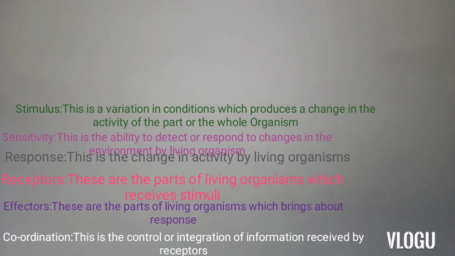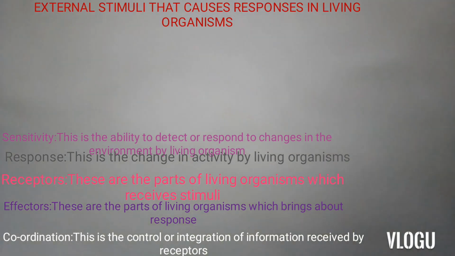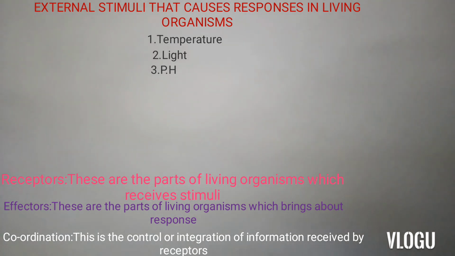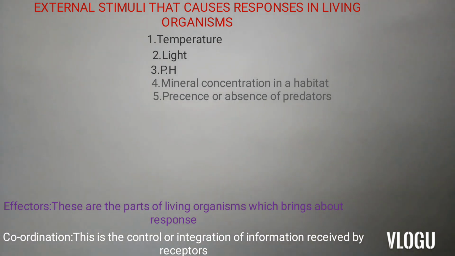Now, we have some external stimuli that bring about a response in living organisms. Some of these external stimuli we state. Number 1, we have temperature. Number 2, we have light. Number 3, we have pH. Number 4, we have mineral concentration in a given habitat. Number 5, we have either presence or absence of predators in a place.